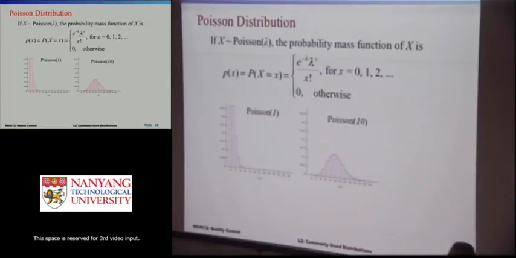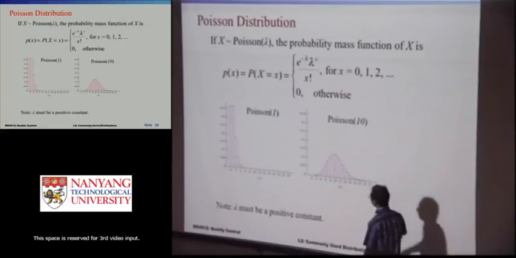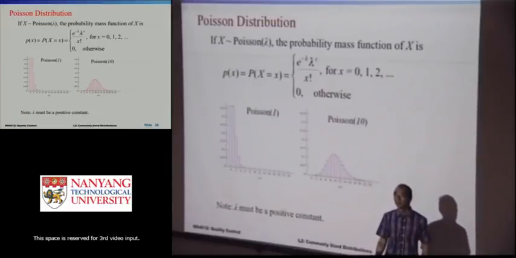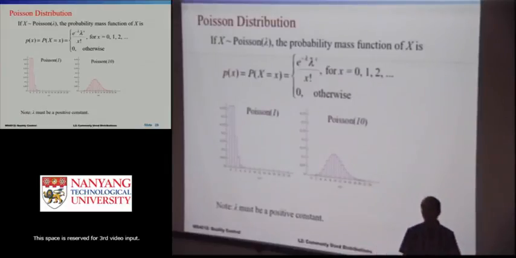Okay. And here, lambda must be a positive constant. Why? Can we get a negative n? Can we get a negative p? Then the product of them must be positive, right?